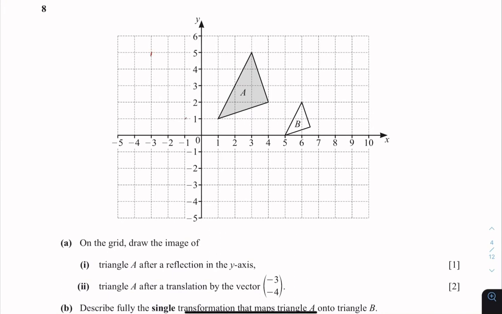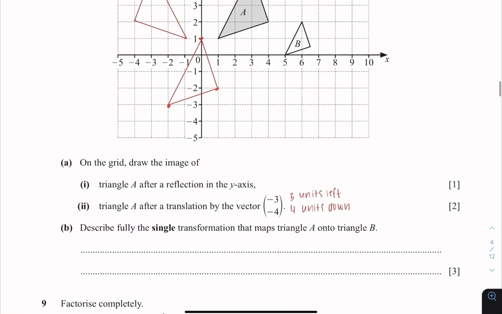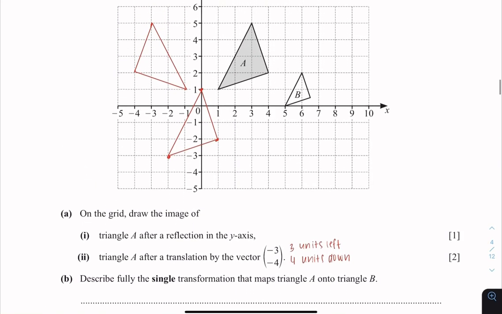Question 8 part 1 asks us to draw the reflection on the y-axis. And part 2 is translation by the vector -3 and -4, which is 3 units to the left and 4 units down. As for part B, they want us to describe the transformation from triangle A onto triangle B.